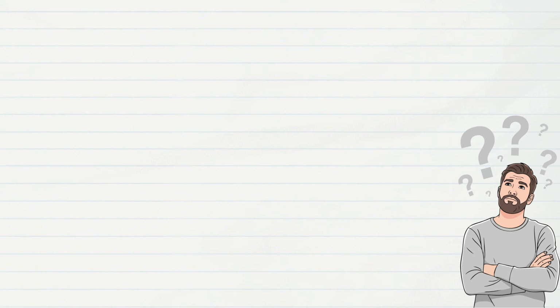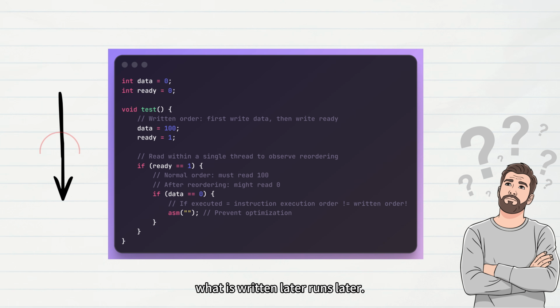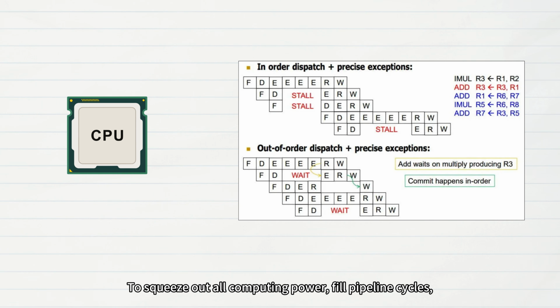At this point, a counterintuitive piece of knowledge emerges. In a programmer's understanding, code always executes line by line from top to bottom, sequentially. What is written earlier runs first, what is written later runs later. But at the real CPU hardware level, this order is not absolutely enforced. To squeeze out all computing power, fill pipeline cycles, eliminate hardware idle time, reduce program latency and power consumption, modern CPUs incorporate mature hardware scheduling mechanisms, the core of which is CPU out-of-order execution.